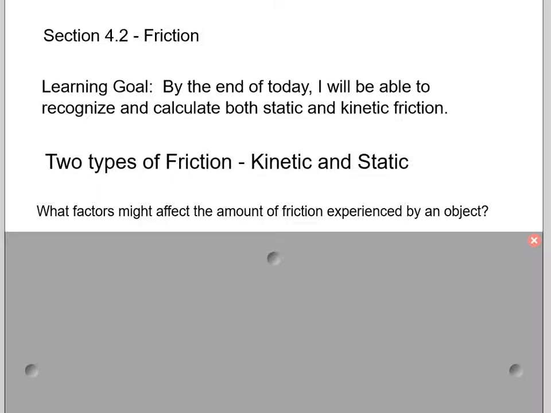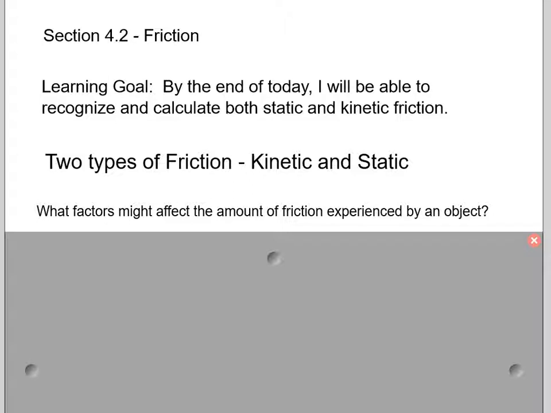Alright, section 4.2 is going to be talking about friction. By the end of today, I will be able to recognize and calculate something called static and kinetic friction, also referred to as dynamic friction. So one is a stationary friction, one is going to be a moving friction.